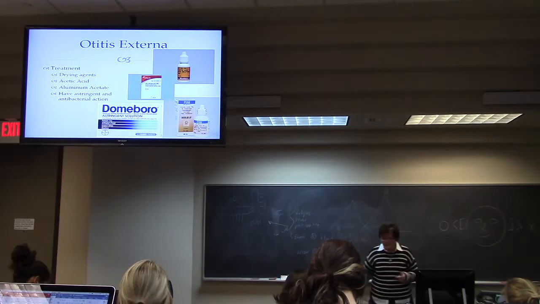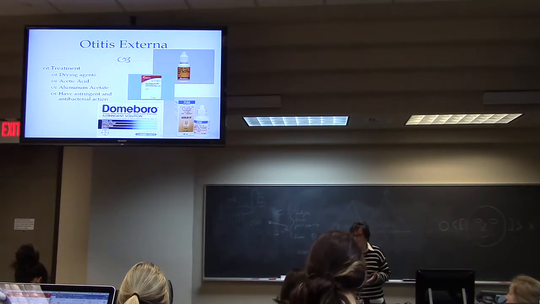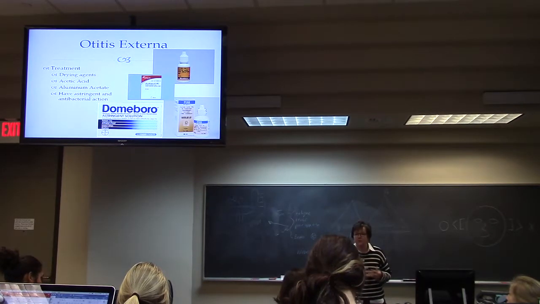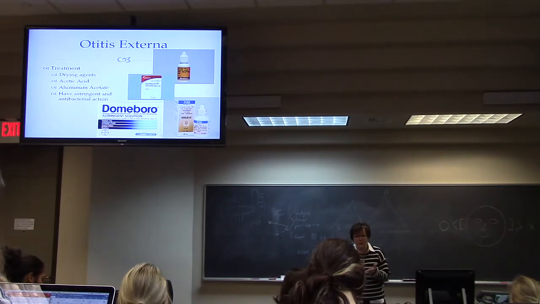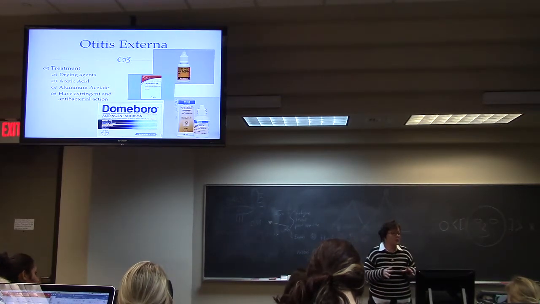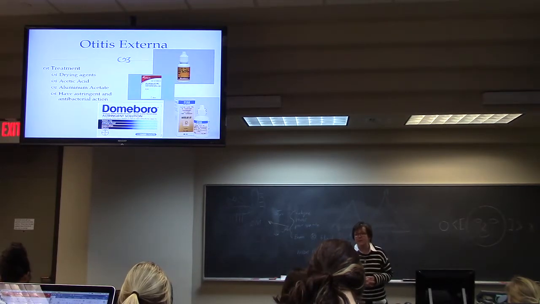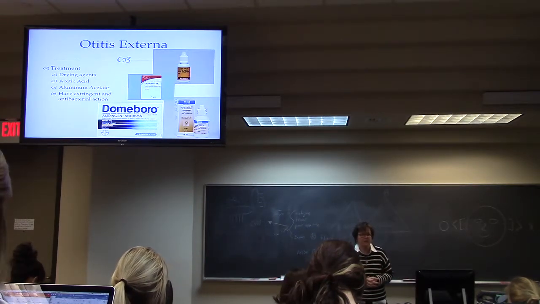So treatment agents. Dr. Berryhill had in his slides about using drying agents or astringents. Those would be like the acetic acid, aluminum acetate. If your parents ever made up Domboro solution, have you ever done that? Taken the packets, mixed them with water, and then you dip a gauze in it. It's very cooling and soothing, especially when you have things like poison ivy. So it has an astringent activity and also antibacterial.